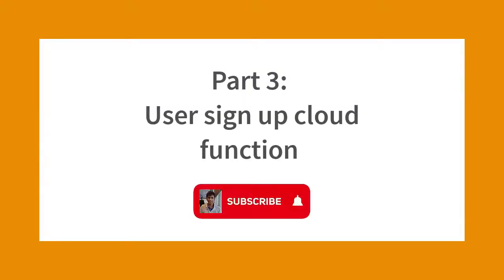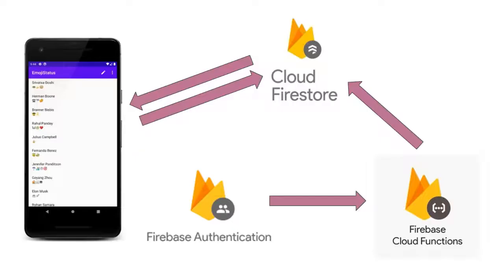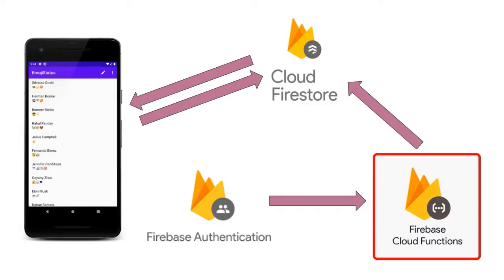In the last video, we were able to set up our app to allow the user to create a new account or sign into their account using Google. The fun part starts in this video. We're going to write some cloud functions which will automatically trigger some code to run every time a new user account is created. And the reason we need to do this is because we can't store custom properties such as the emoji status inside of the same data where authentication data lives.